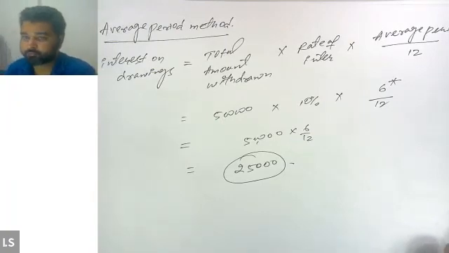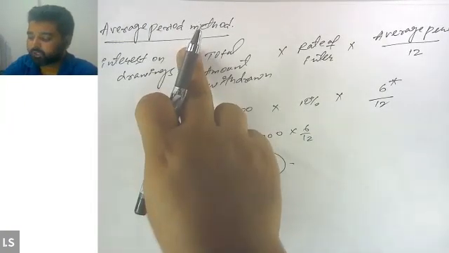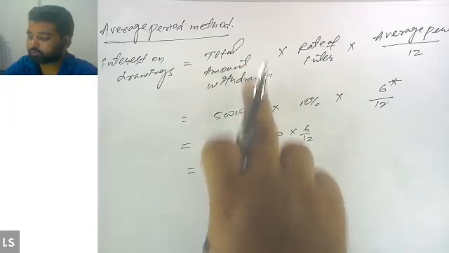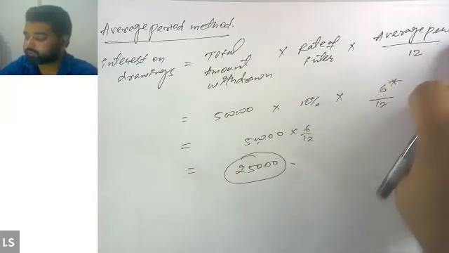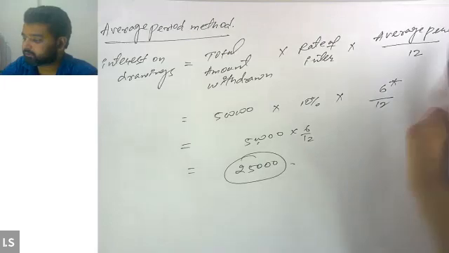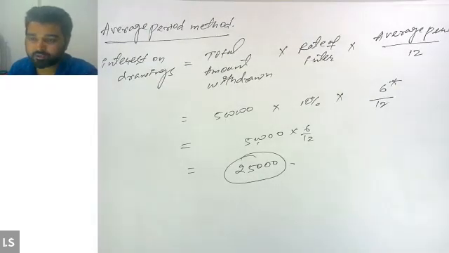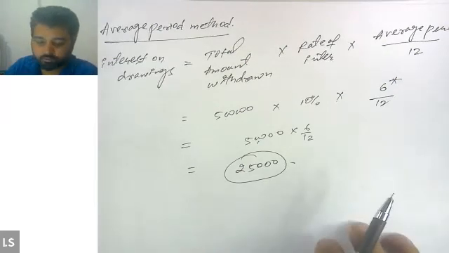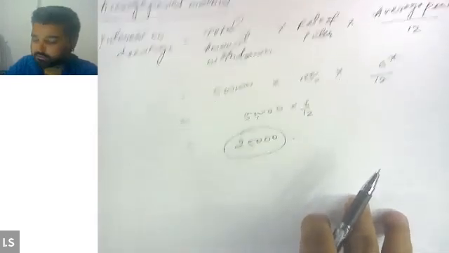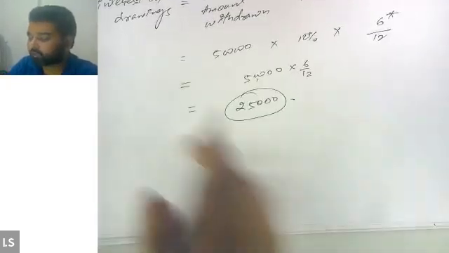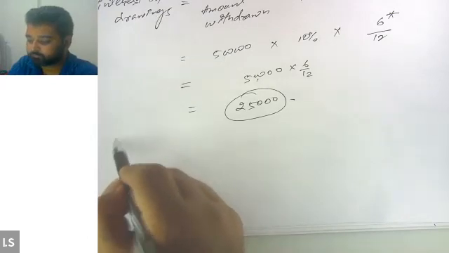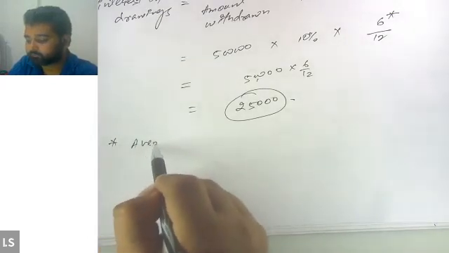Okay, is this clear to all of you? In the average period method, interest is calculated like this: total amount withdrawn into rate of interest into average period divided by 12. We will talk about how we calculate average period, but just let me know if this calculation is clear to all of you. Yes, sir. Okay, if it is clear, let's now talk about how we calculate average period.